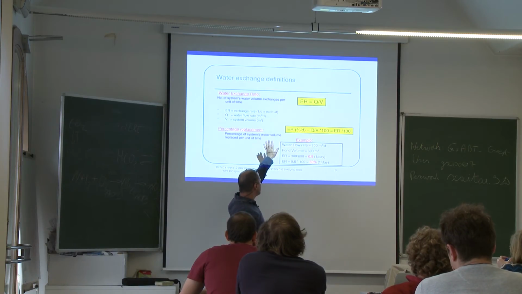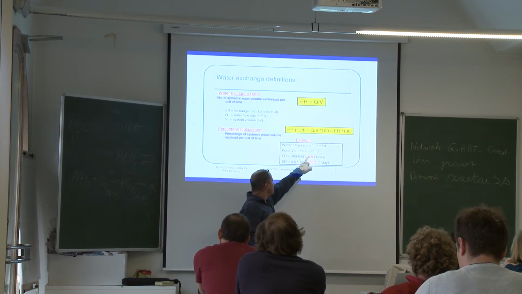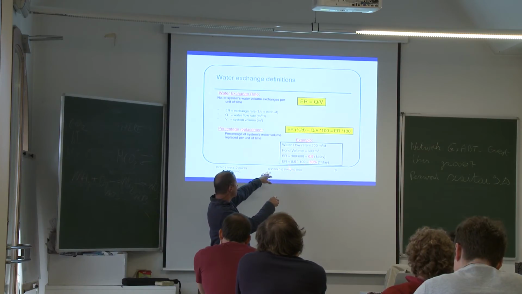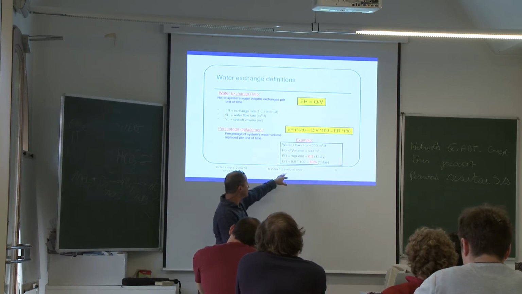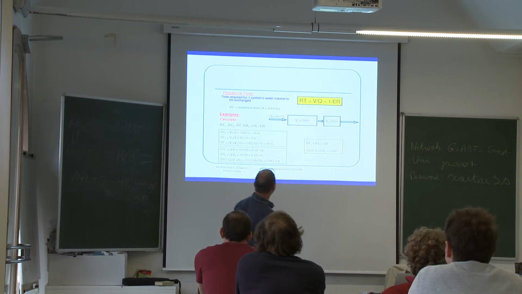So if we had a flow rate of 300 cubic meters per day and a pond volume of 600 cubic meters, then the exchange rate would be half a day, or 50% exchange rate, and the unit would be 1 over day, or 1 over time.